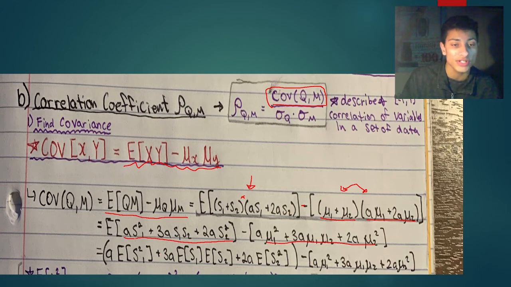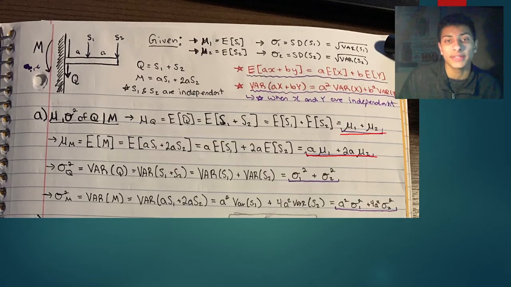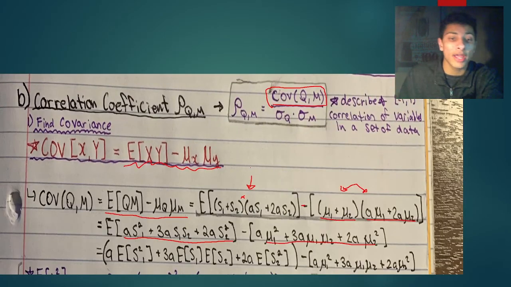So here what we're actually going to do is use our relationship once again that we were using above, where we say that the expected value of aX plus bY is a times the expected value of X plus b times the expected value of Y. So we can say that the expected value of the sum of these terms is going to be equal to, for example, this term, a times the expected value of S1 squared.